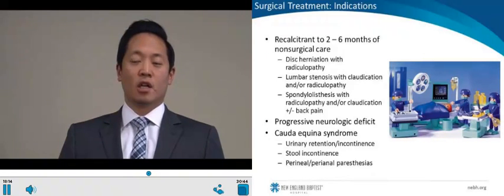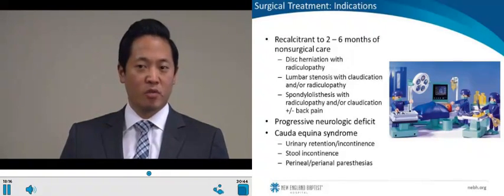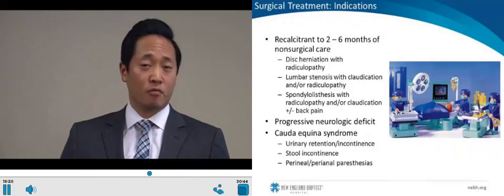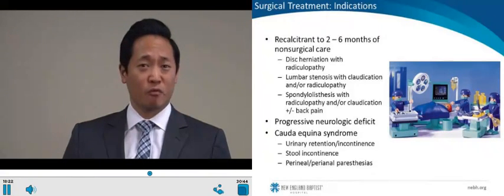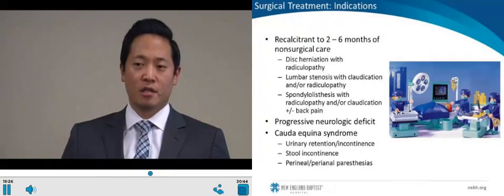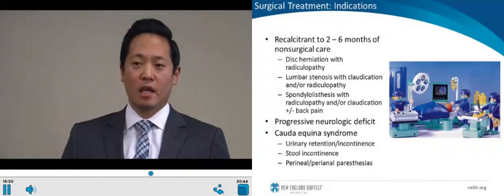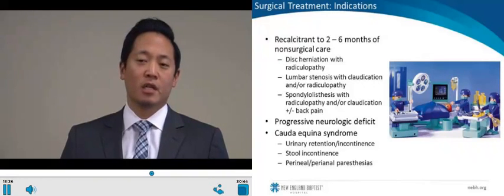A somewhat more urgent indication would be progressive neurologic deficit. An example of this would be foot drop or progressive weakness over a short period of time. This warrants timely surgery. And cauda equina syndrome, which would be the most urgent lumbar spine pathology.